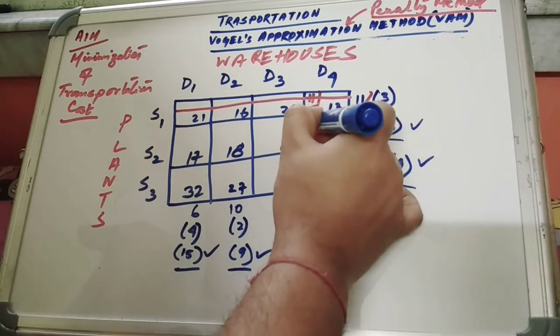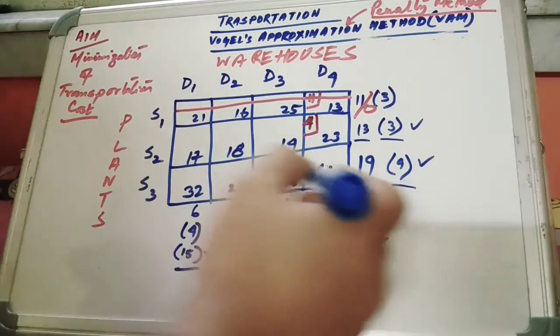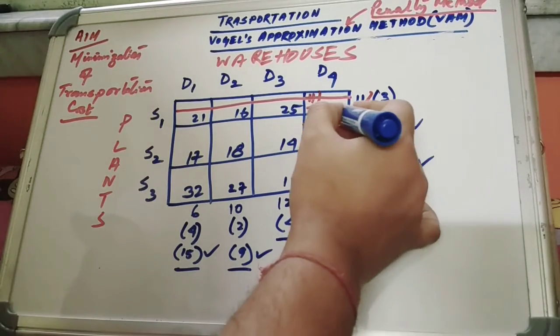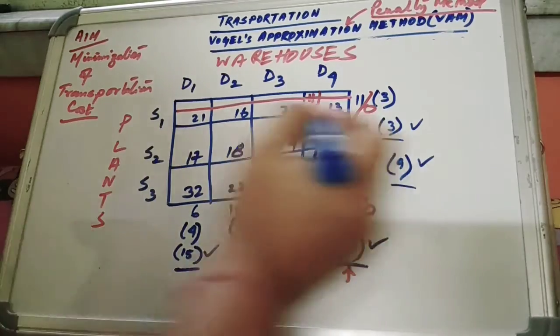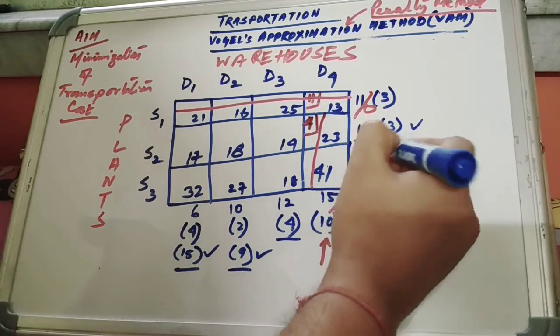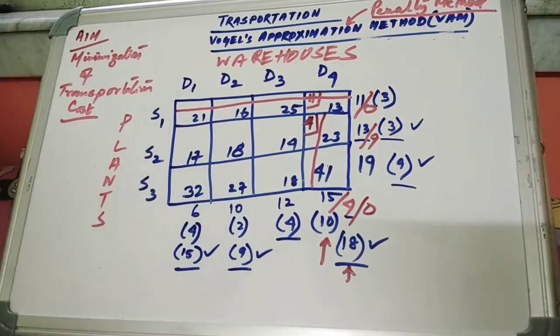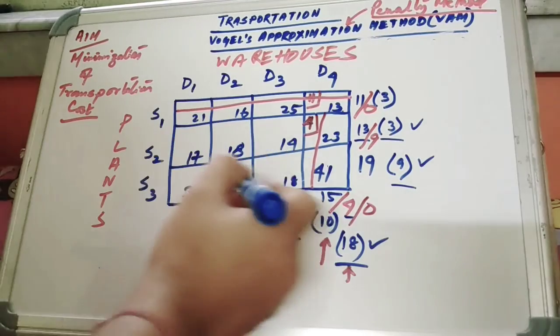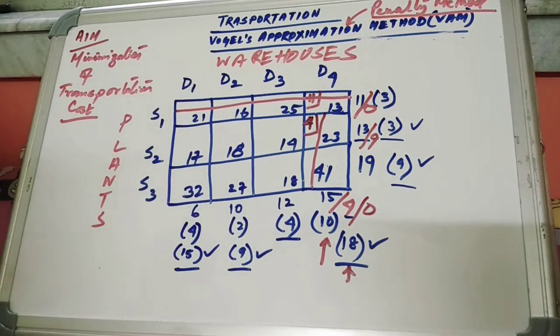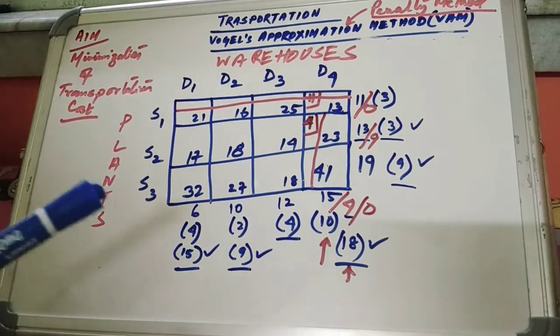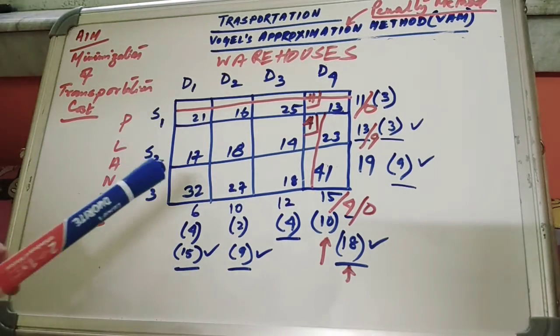You have selected 4. Okay, this is 4. So it becomes 0 and you can strike this column out. And this becomes 9 as you've taken 4 from this particular demand value. Okay. Now, from the remaining matrix, we have to find out the penalty values.